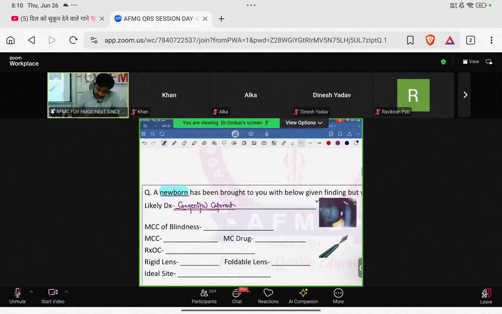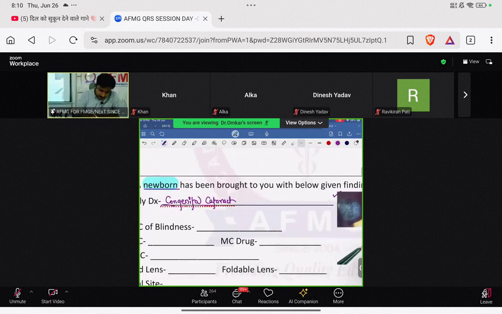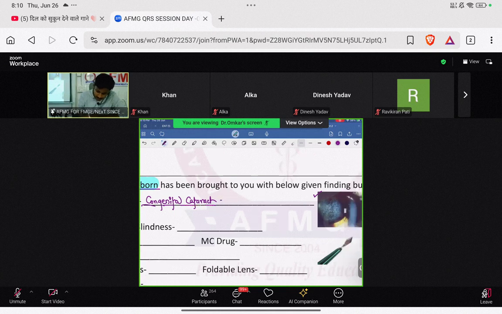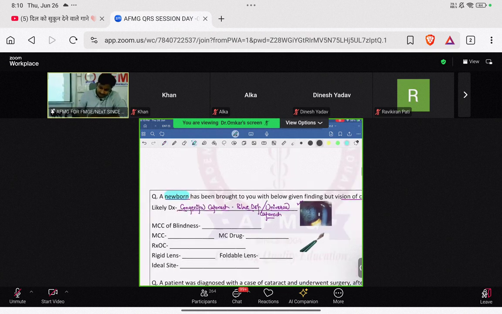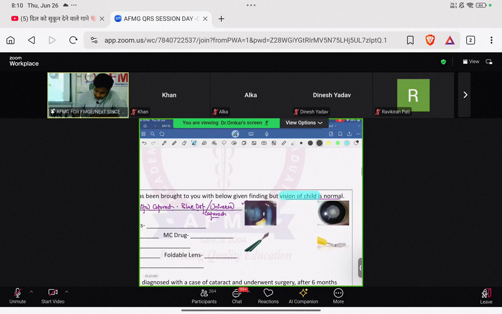देखते ही पता चल रहा है that definitely the one that is shown in the picture beta, it is nothing else but blue dot cataract बच्चे. So it is nothing else but a blue dot cataract, also called as universal cataract beta. Now अगर picture नहीं भी होता, still my answer would have been beta blue dot or universal cataract.